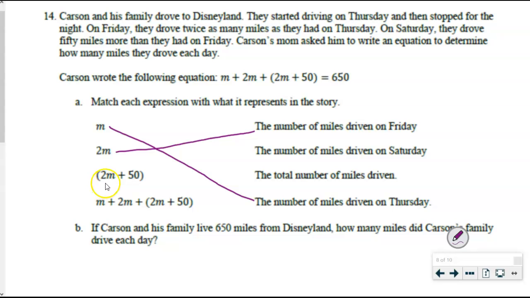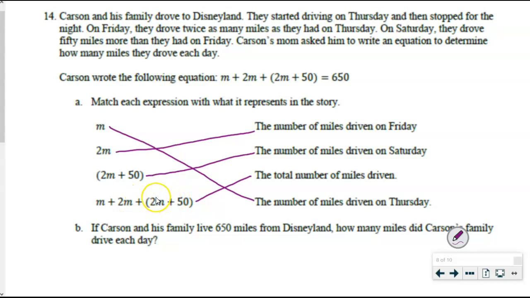Okay, and 2M plus 50, Leroya, the number of miles driven on Saturday. On Saturday they drove 50 more miles than they had on Friday. Remember, 2M is Friday's total, and plus 50 is 50 more than that, which means by process of elimination, the total number of miles driven is going to be when I add up each one of those pieces.